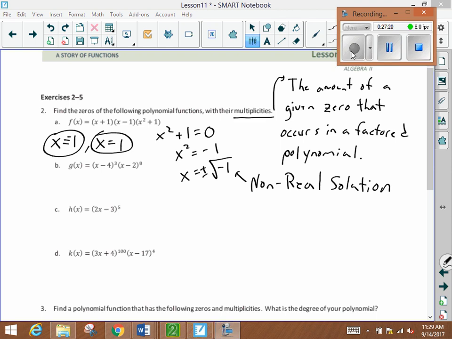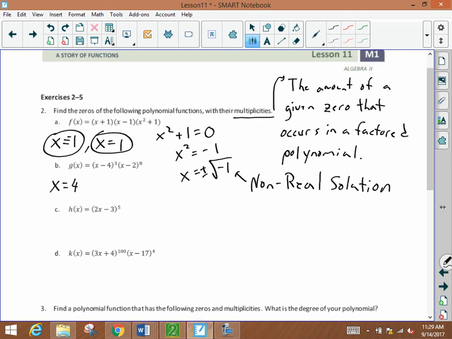All right, so let's look at this next one. Clearly, the 0 here is x equals 4, and then our next one we have is x equals 2. But let's talk about the multiplicity. This is all we got to do. I just got to look at this number right here to get my multiplicity. So if I was to ask for the multiplicity, I would say, hey, the solution is x equals 4, and the multiplicity is 3.